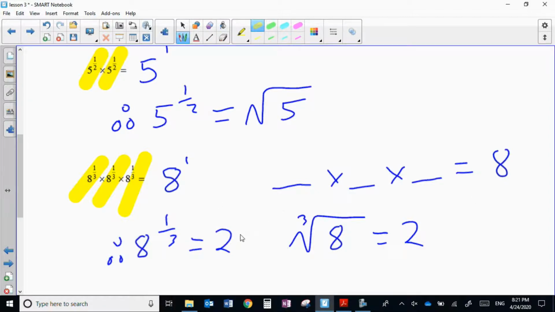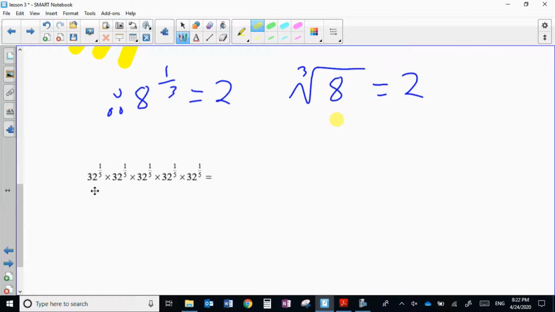By the way, the square root of 5 and the cubed root of 8, anything involving any type of root sign, is called a radical expression. You like that term? Radical expression. I told you math was cool.